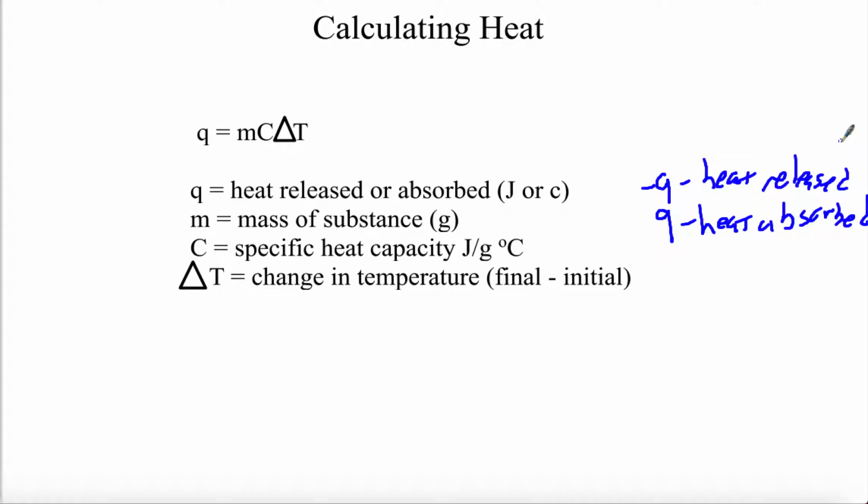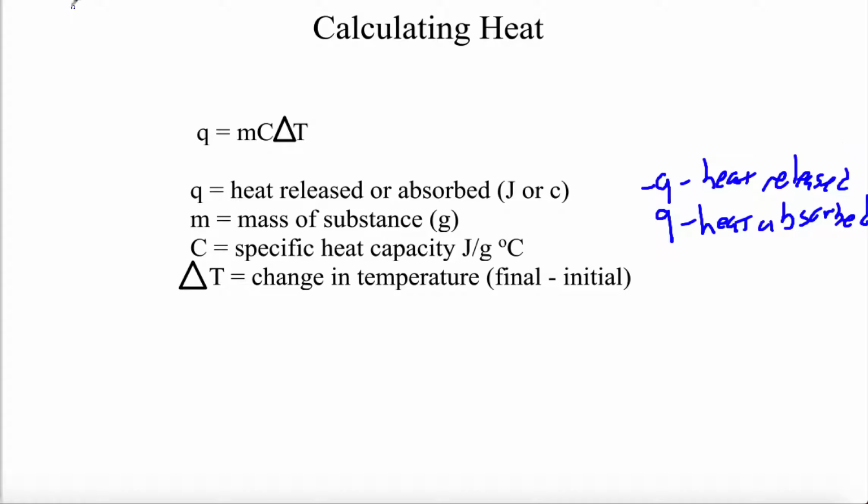M is going to be the mass of the substance, which we're going to use in grams. Capital C here is the specific heat capacity. Okay, so again, this is something that you will look up in a table. It's a known value and it's going to be different for each substance. Lastly, delta T, that delta symbol means change. So the change in temperature. The change in temperature is given by the final temperature minus the initial temperature. So with this equation, you can figure out how much heat is either released or absorbed by a substance, depending on how much there is and what the change in the temperature is going to be.